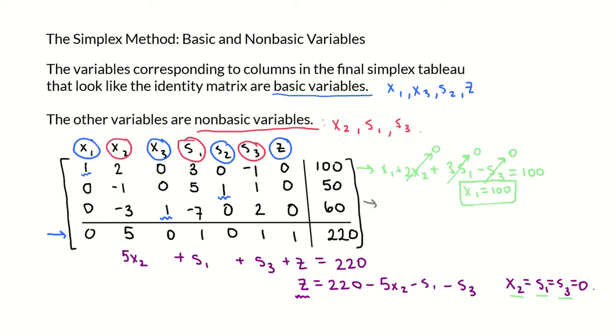Now taking the middle row, it would be negative x2 plus 5s1 plus 1s2 plus 1s3 equals 50. And again, we know that x2 is 0, s1 is 0, and s3 is 0. So this one's 0, this one's 0, this one's 0. And we get that s2 is equal to 50.